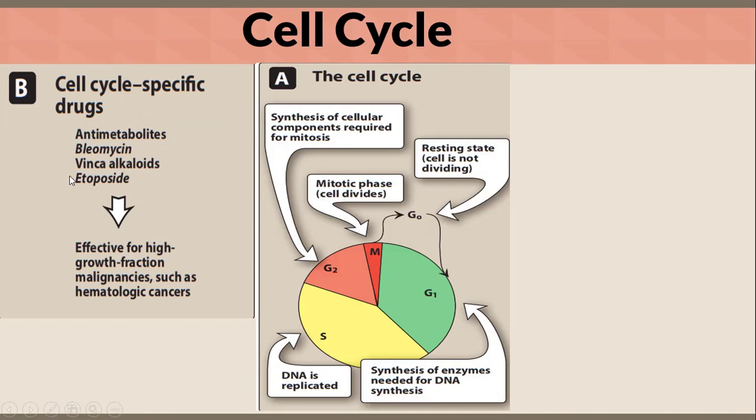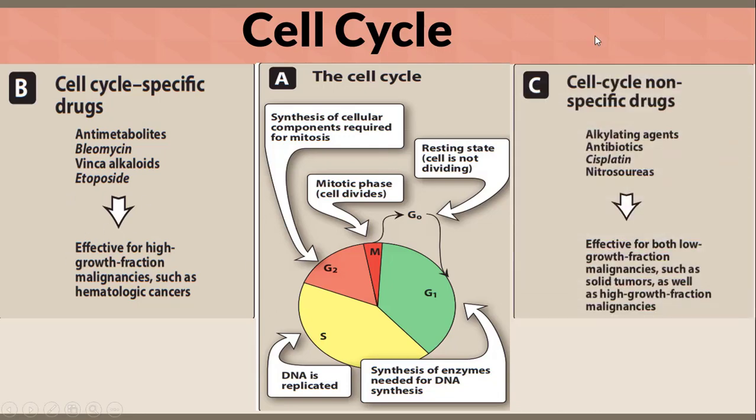They are effective for high growth fraction malignancies such as hematologic cancers. And the cell cycle non-specific drugs such as alkylating agents, antibiotics, cisplatin, and nitrosourea are effective for both low growth fraction malignancies such as solid tumors as well as high growth fraction malignancies.